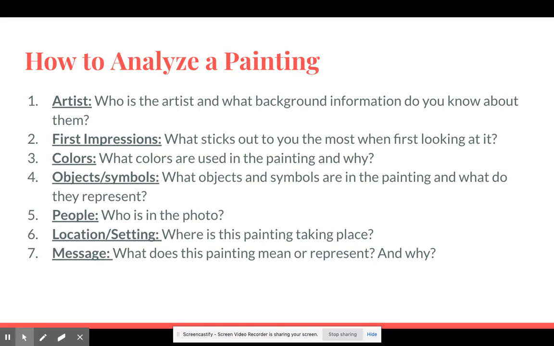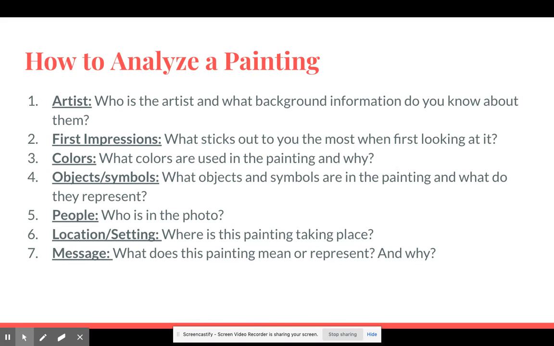And then number five is people. Who's in the painting? Obviously, if you don't know the person, it may not be obvious. It may be just a random person in a painting. Describe what that person is doing, or what overall larger community you think they belong to. And then number six is location and setting.